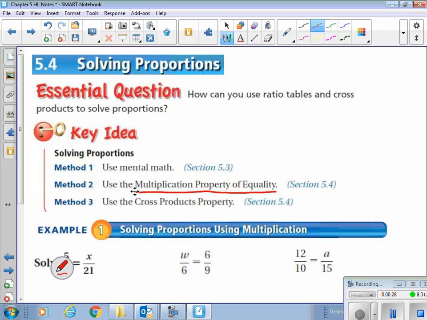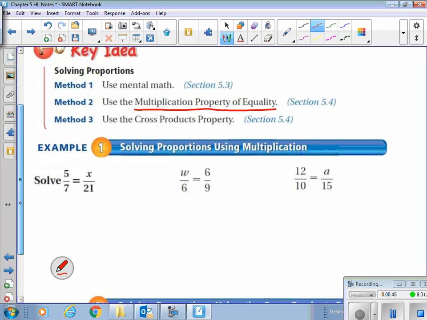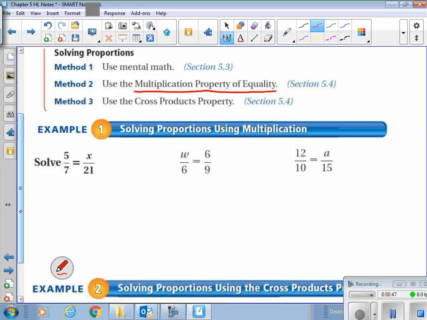It is something that you did learn before when you were looking at one-step equations and solving for that variable. It's basically the same thing. All right, so our key idea is using those three different methods, either mental math, the multiplication property of equality, or cross products. So if we look at the first example, they want us to use multiplication. So this would be method 2.